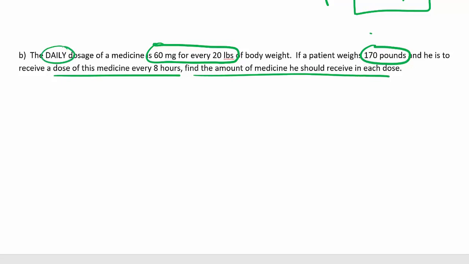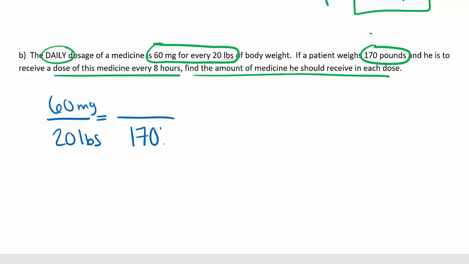All right, so let's start by writing our proportion. The two numbers that go together are 60 milligrams and 20 pounds. The other number they give us is 170 pounds. Because the units have to be the same, the 170 pounds has to go on the bottom, and so x will go on the top.